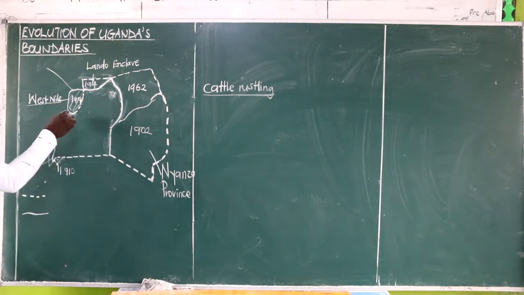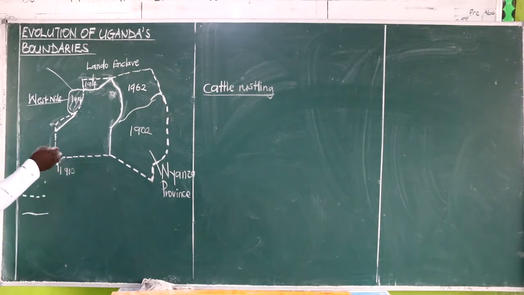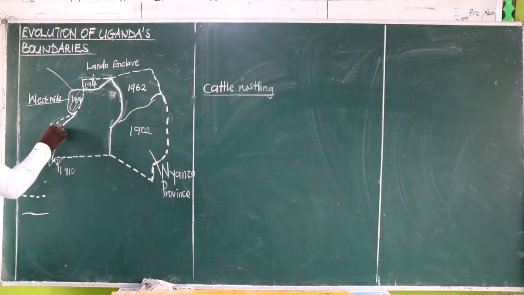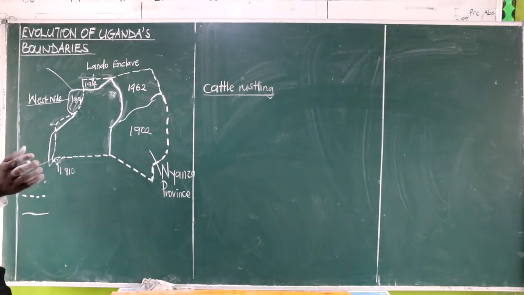And then we have some part here which was added from Uganda into Congo. From Uganda into Congo. This part here. And this one was added to use Lake Albert as the border. And then we have some part this way which was added from Belgian Congo into Uganda. This one was also because the British were now following the Rift Valley here as a boundary.